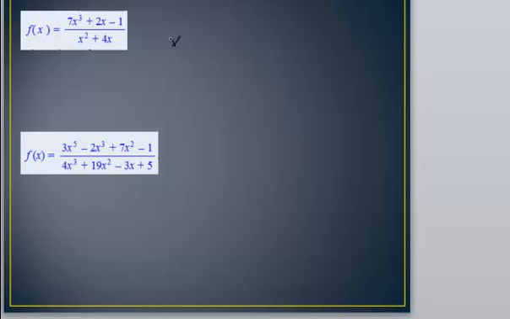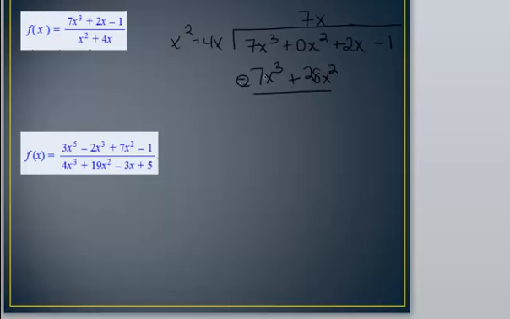So what we want to do is divide x squared plus 4x into 7x cubed. Now we're missing the x squared term. Well, what do you multiply by x squared to get 7x cubed? You're going to need a 7x. 7x times x squared is 7x cubed. 7x times 4x is 28x squared. And then we subtract. So we get negative 28x squared plus 2x.